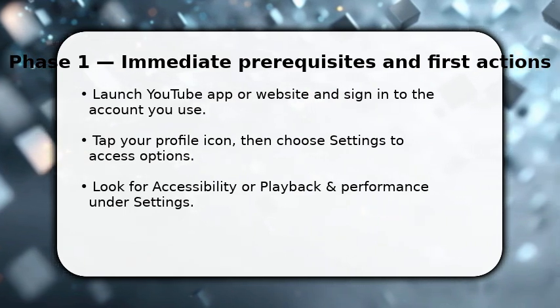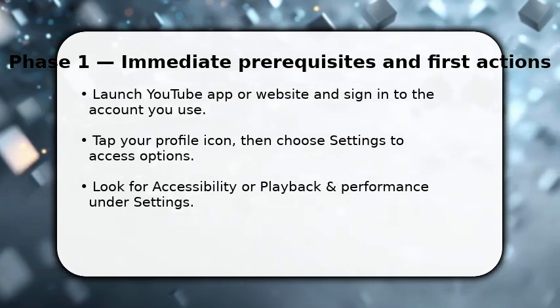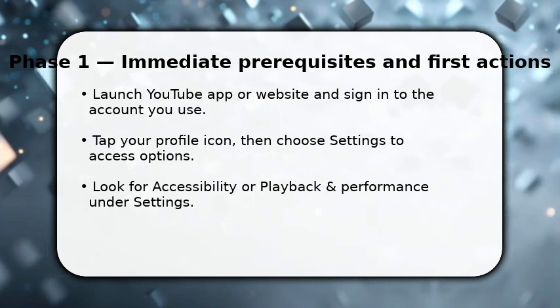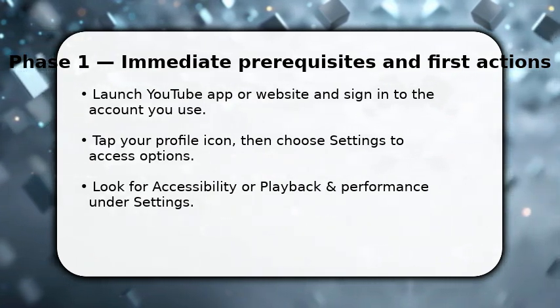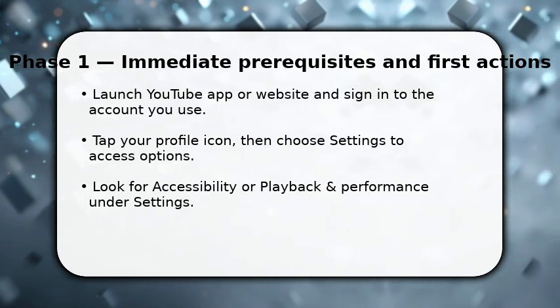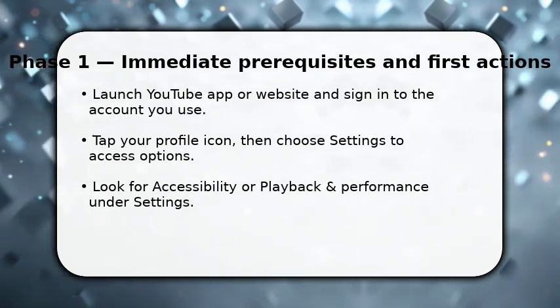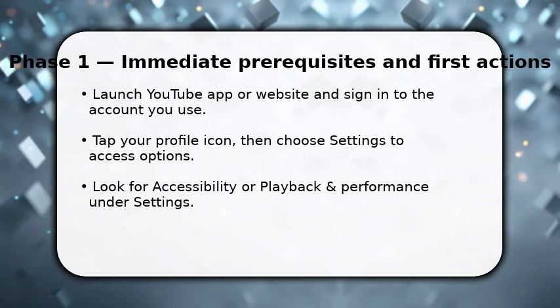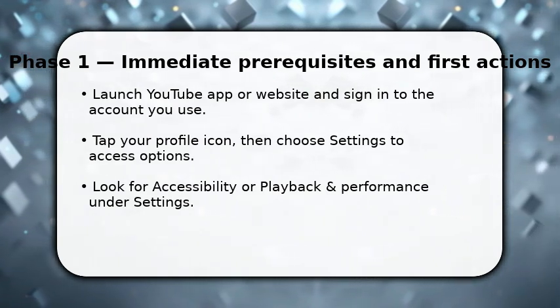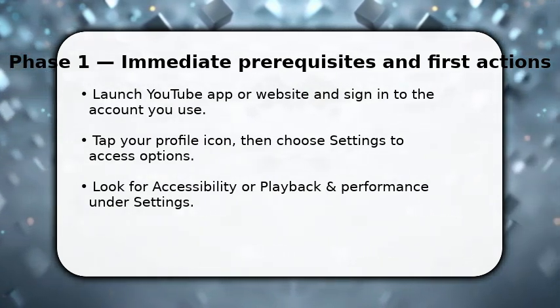Make sure you locate either an accessibility section or playback settings. Some versions place captions and audio description under playback. You do this first so you can change global player behavior rather than toggling every video separately. Once located, you're ready to switch features off in the next step.